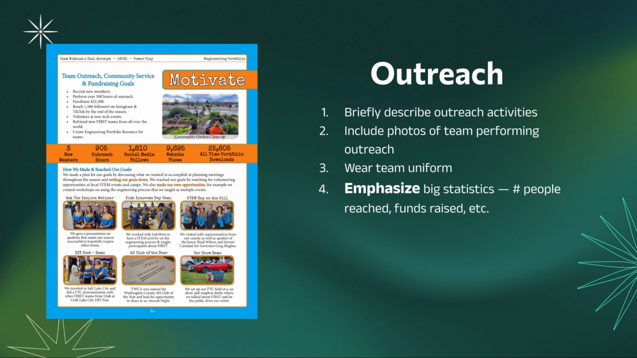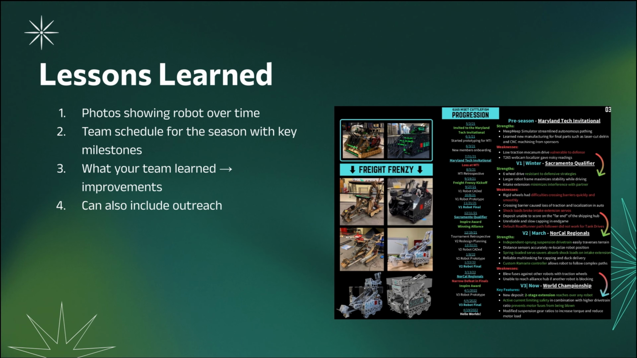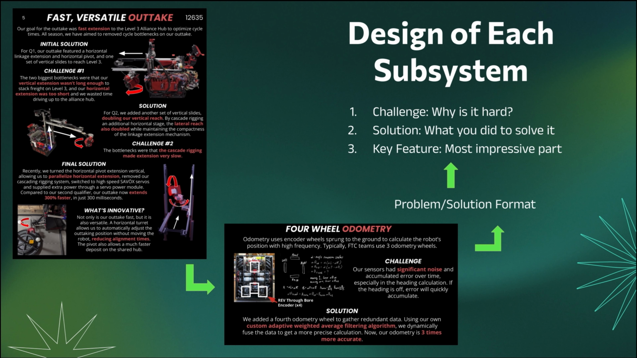and website views. This image is an example of a lessons learned section in a portfolio. On the left side, it shows how the robot progressed throughout the season, through every change. And on the right side, it goes through in detail onto what worked and what didn't work in that robot change. This is essentially what your hardware section should look like, and in this format is called the problem-solution format.